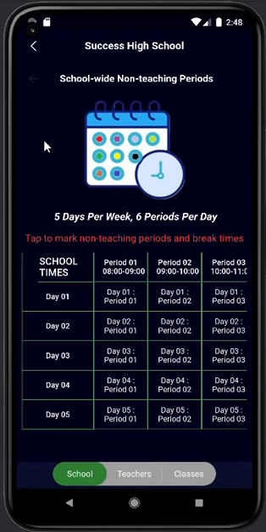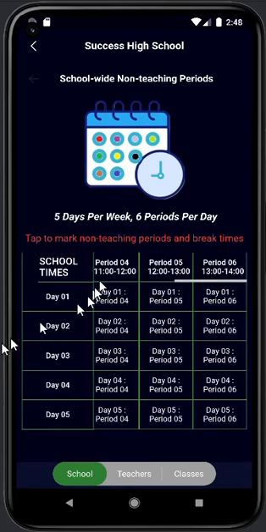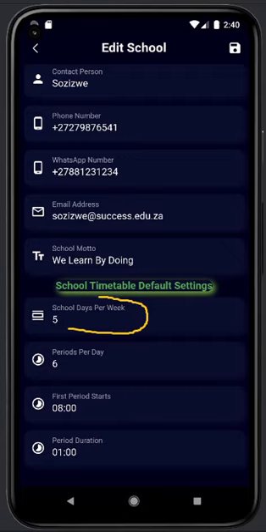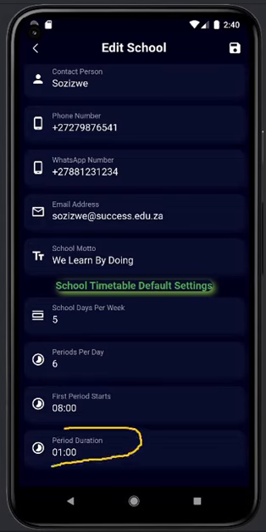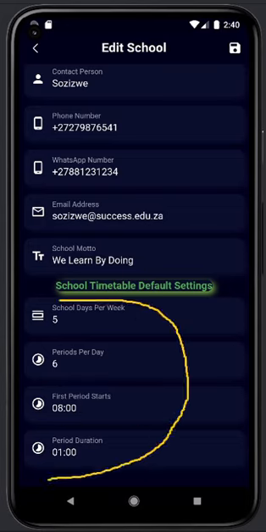The size of this matrix is based on the information we provided when we created the school, namely the number of school days per week, the number of periods per day, the start time of the first period, as well as the duration of each period. Note that whenever you change these school settings, all the unavailability periods that you have specified will be cleared.